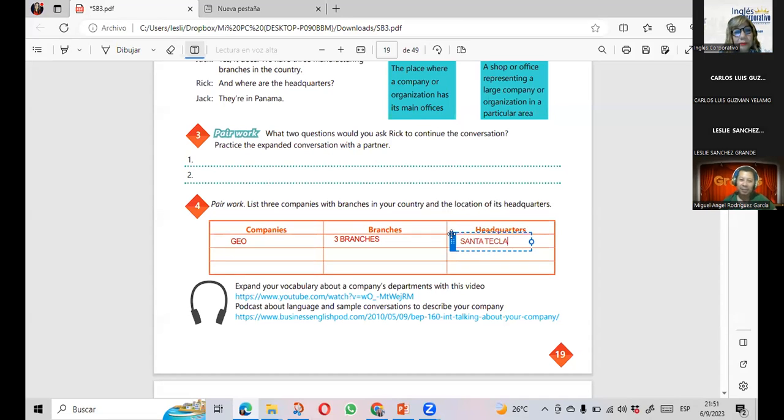Santa Tecla, the main one, the central office. Selen. Now comes Carlito's. You go very fast. Very good. Here, since there is only one. Only one branch. Aeropuerto Comalapa. Branch with A. Yes. Aeropuerto Comalapa.